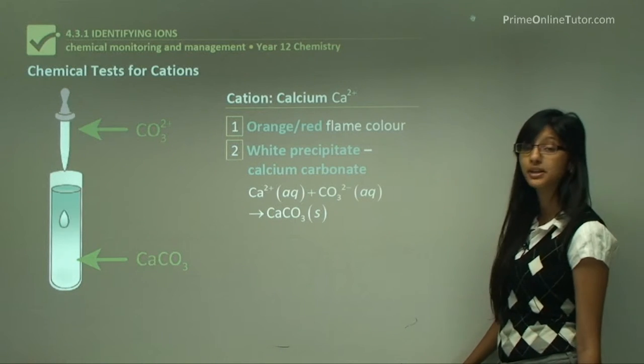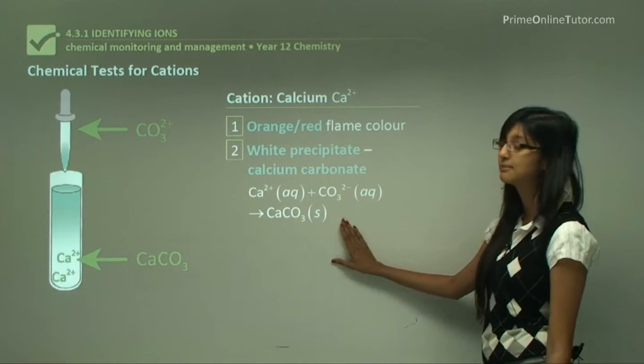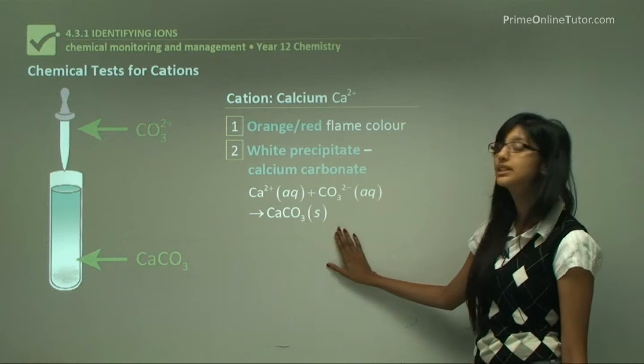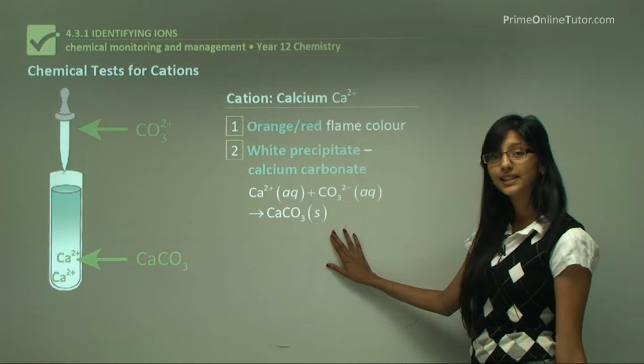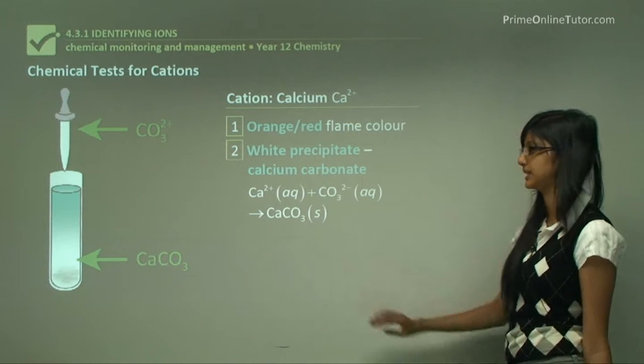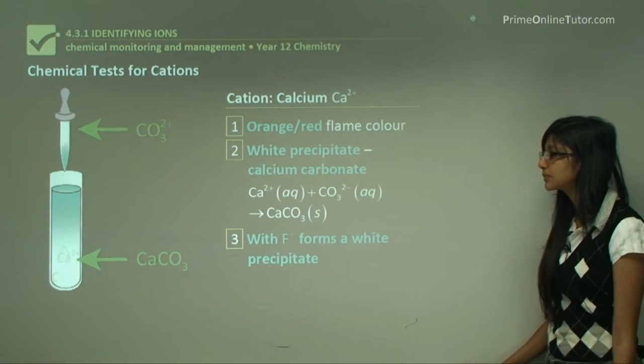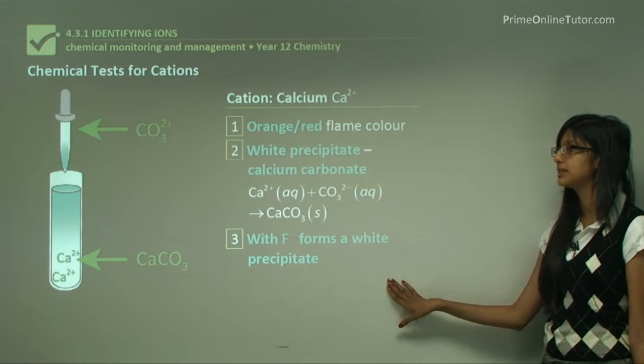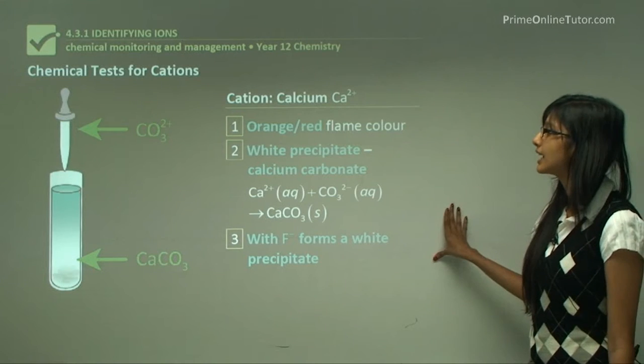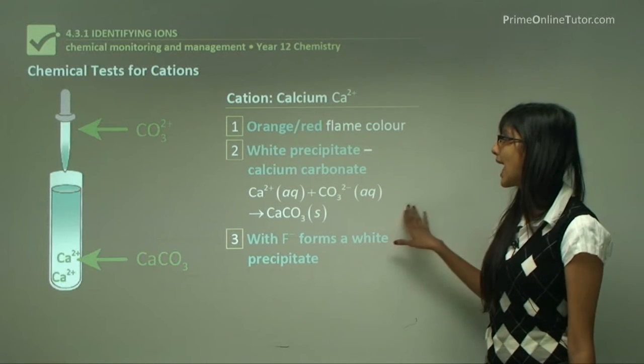So let's look at the reaction. Calcium plus carbonate gives us calcium carbonate, which is again a solid, and it is present in the solution as a white precipitate. Again, with fluoride also it forms a white precipitate, so it doesn't matter. You can test calcium with both fluoride and carbonate.